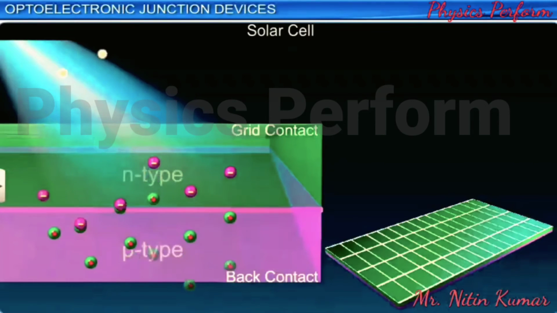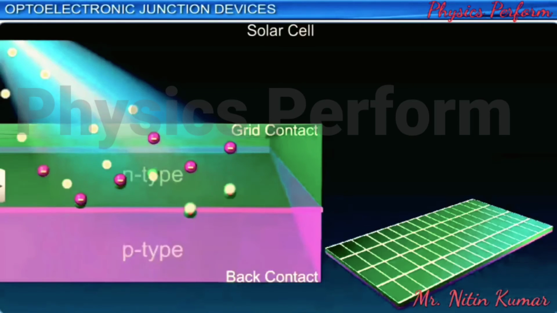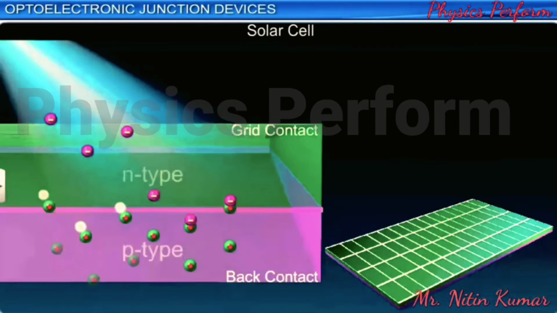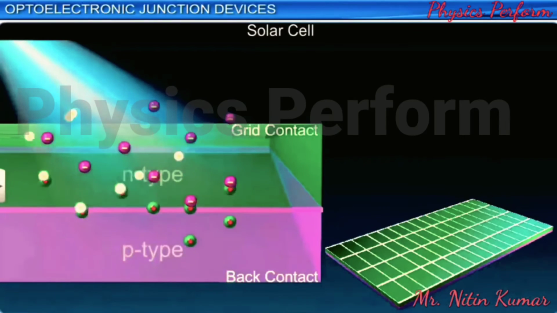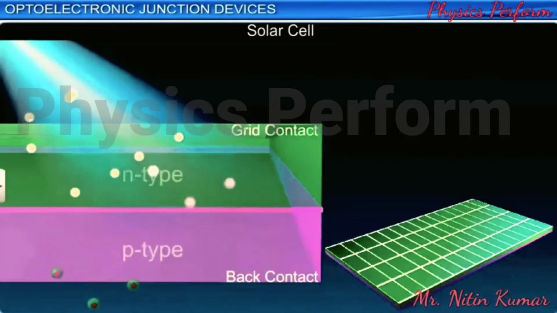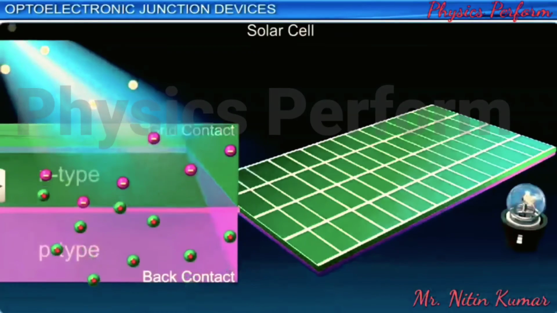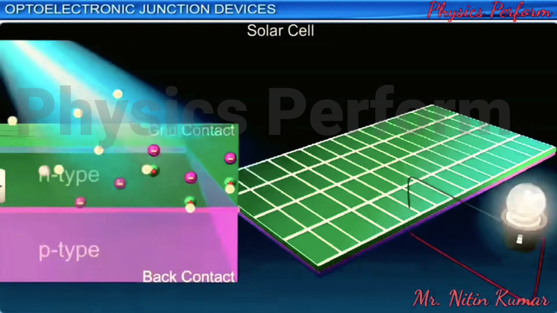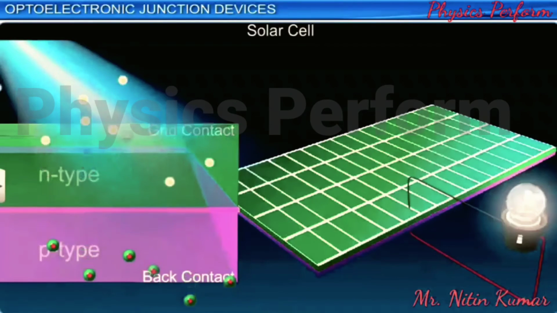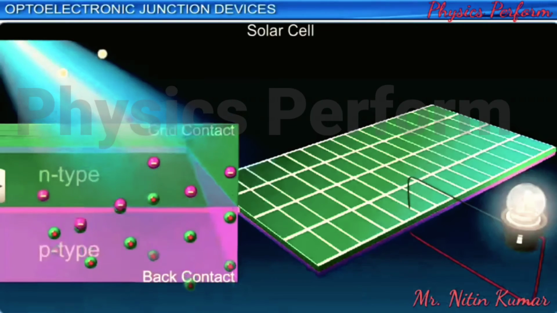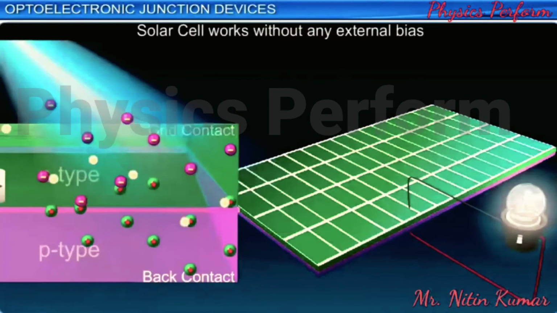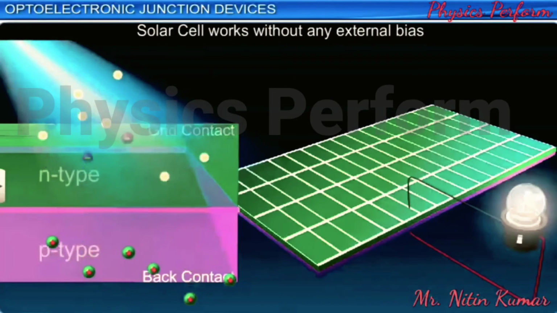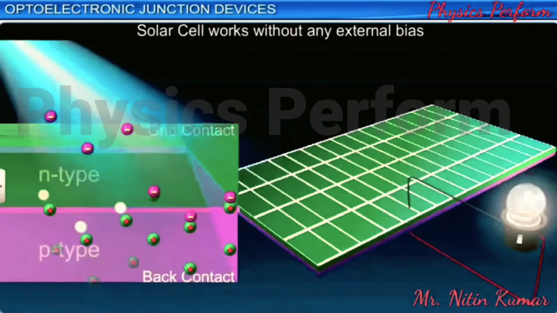The holes pushed towards the P side are collected by the back contact, while the electrons pushed towards the N side are collected by the grid contact. This collection of charges makes the back contact positive and the grid contact negative, and gives rise to a current when a load is connected between the two. Unlike a photodiode, a solar cell works without any external bias. The large surface area of the PN junction in a solar cell generates measurable photocurrent, making it a source of electricity.